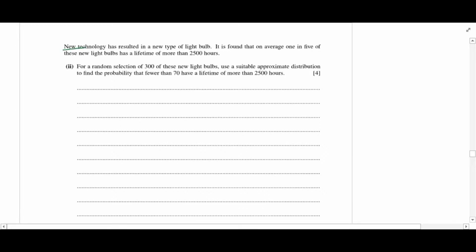Okay. In the next part, they have introduced a new technology, and on the basis of the new technology, on average 1 out of 5 new bulbs has a life of more than 2500. So what is the question? They have 300 new bulbs, and we need to use an approximate distribution to find the probability that fewer than 70 have a life of more than 2500.